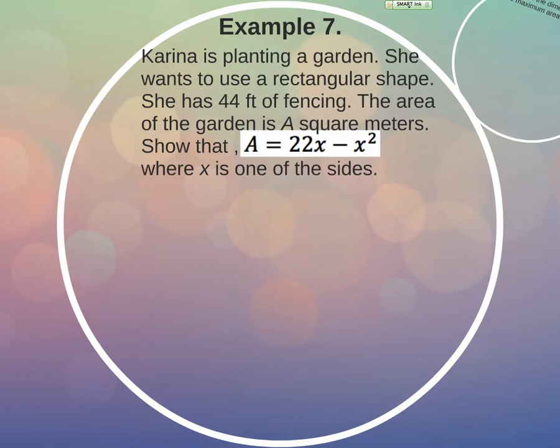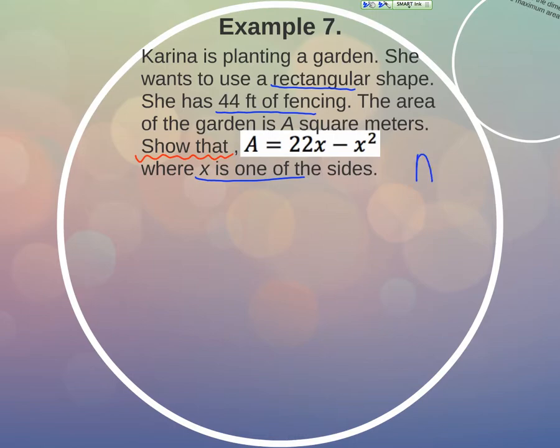Hopefully you're noticing that phrase we talked about yesterday. It is a show that problem. So you can't turn to the back of the book and get a hint on this one, because the answer they want us to end up with is this expression right here. So we have to show how we can get from this given information, which is not a lot, it's a rectangle, 44 feet of fencing, and x is one of the sides. How can we use those three pieces of information and come up with an expression for area?